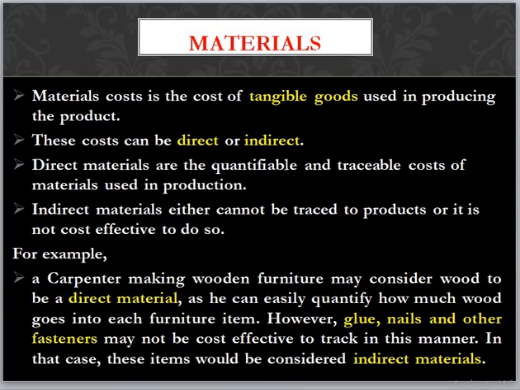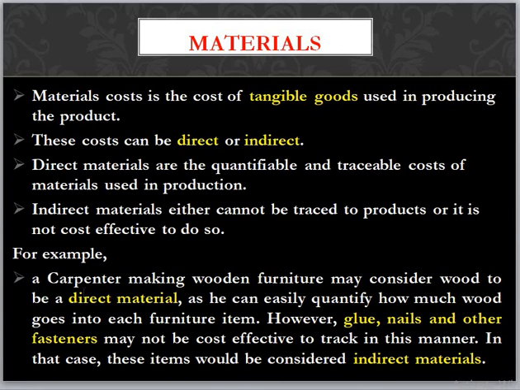Direct materials are the quantifiable and traceable cost of material used in production, whereas indirect material either cannot be traced to products or it is not cost effective to do so. So what is the difference between direct material and indirect material? Direct material means that particular material which can be directly apportioned to the product manufactured or which is traceable in nature.